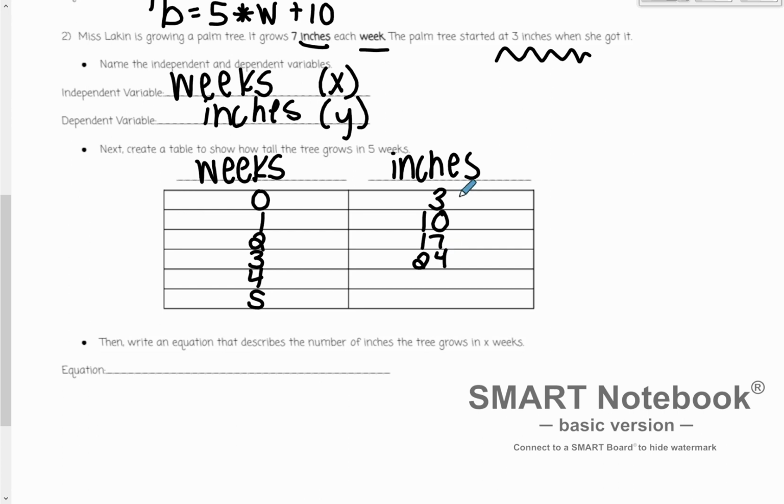If you start noticing a pattern, we are going up by 7s because that's how much it's changing each week that we add on, because every week it grows 7. So we would just add 7 here to be 31, add 7 more to be 38.